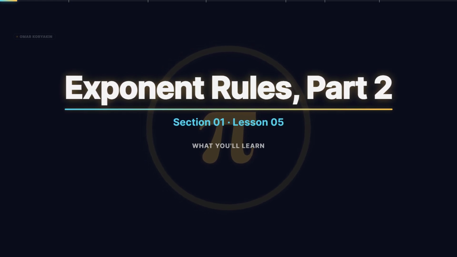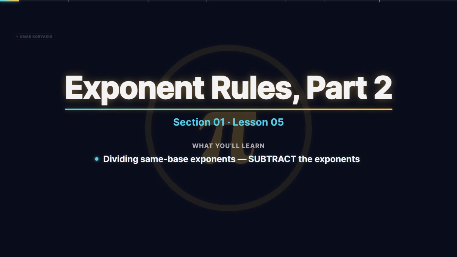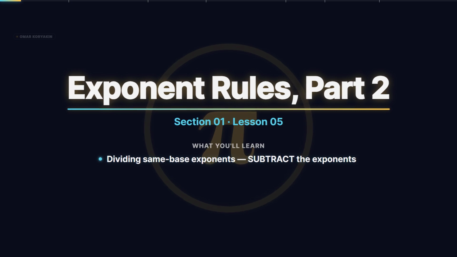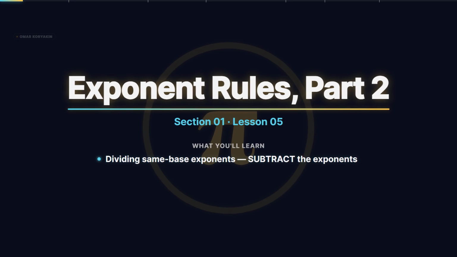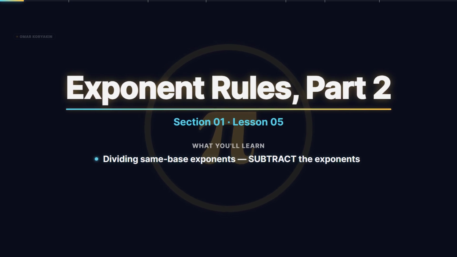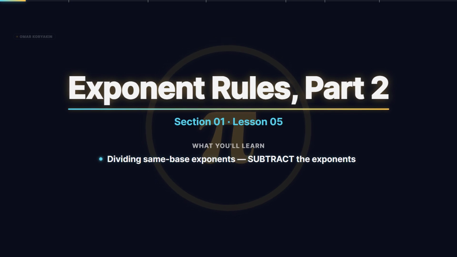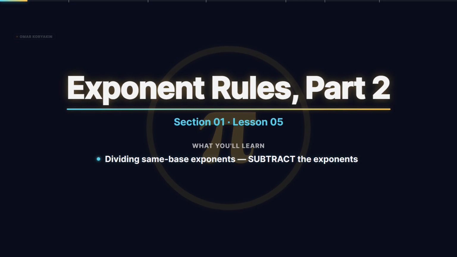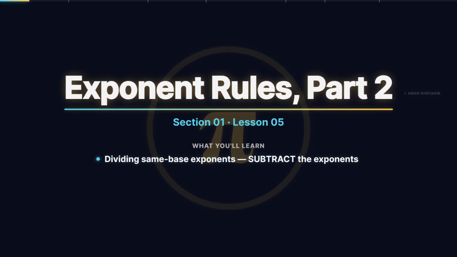The good news is that all 3 new rules follow from the rules you already know. The quotient rule is just the product rule applied in reverse. The zero exponent rule falls right out of dividing a power by itself. The negative exponent rule is what the quotient rule produces when the bottom exponent is larger than the top. So if you understood Part 1, Part 2 will feel like the natural continuation it actually is.